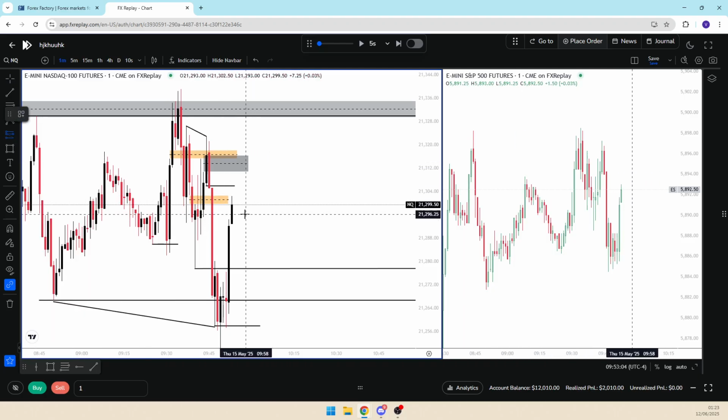Speed has to be on your side. I took trades at CPI. Bro, CPI is way too easy to predict. It's really, really easy to predict. It's really easy.